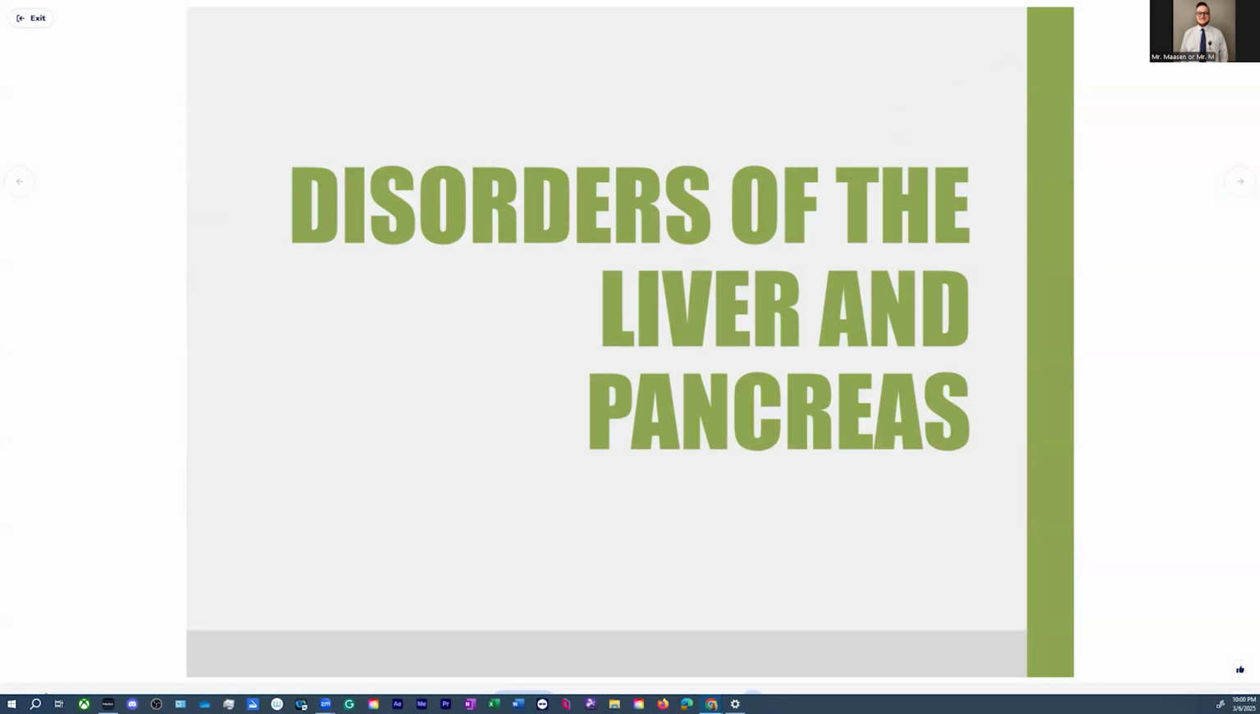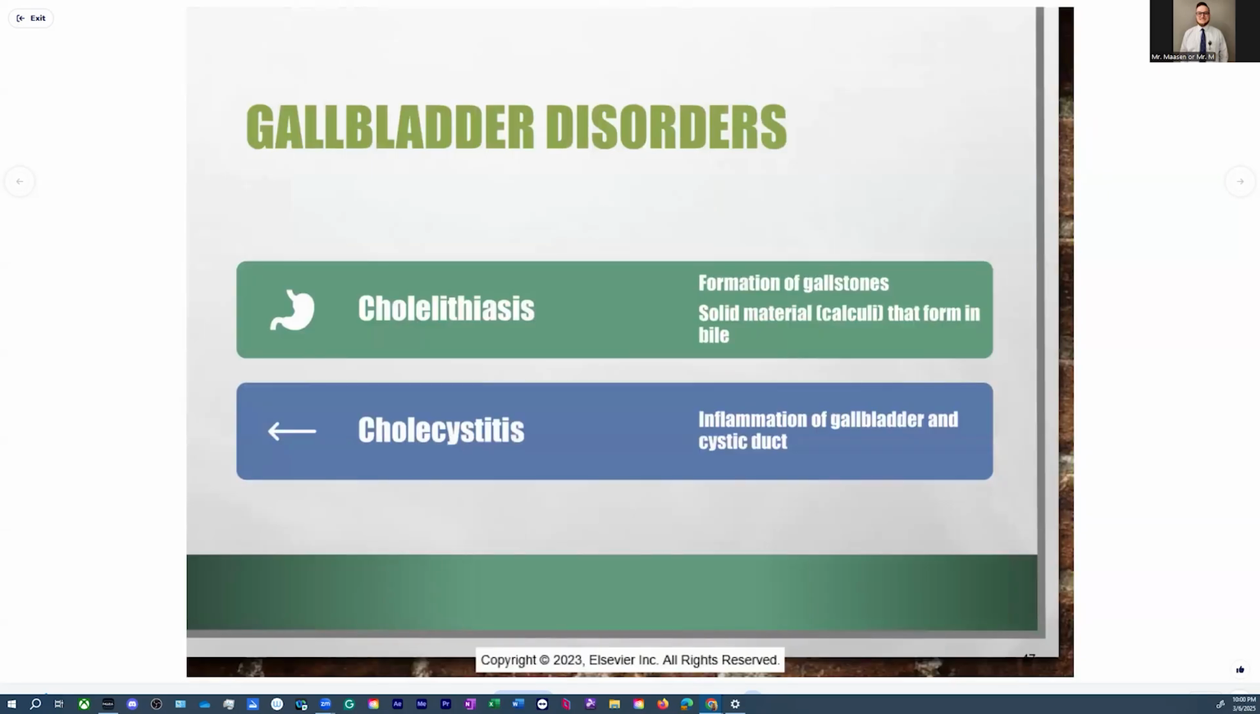So, disorders of the liver and the pancreas, the big guys. The liver is a super big, important organ, and the pancreas is up there as well. So, let's talk about it. One other thing to note is you kind of include the gallbladder in this, right? The gallbladder is basically just the little brother of the liver, like I said.